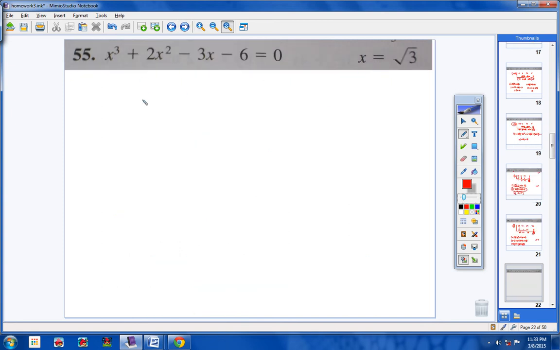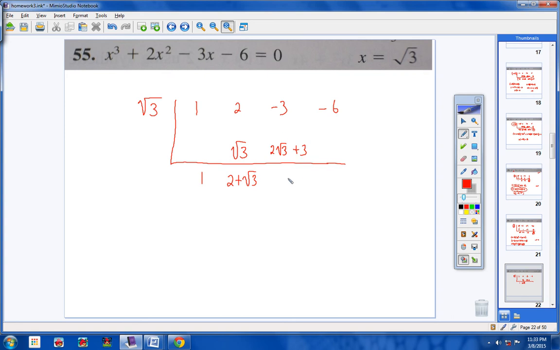Okay, this is my 0, so I'll put square root of 3 here. This is written in standard form. Looks like they're not missing any terms at all, so we'll put a 1, a 2, a -3, and a -6, okay? Bring down the 1, multiply, square root of 3, combine, 2 plus square root of 3, okay? And then multiply, and we're going to get, let's see, 2 square root of 3 plus 3. So those will cancel, leaving you with 2 square root of 3, and then multiply, and you will get a 6, which gives you a 0, okay?